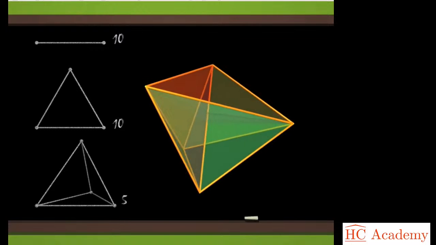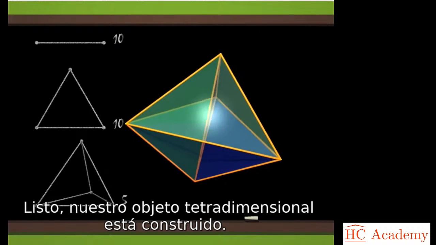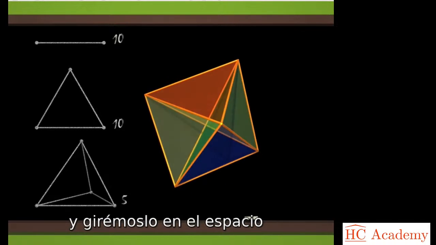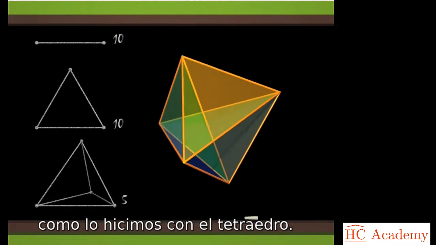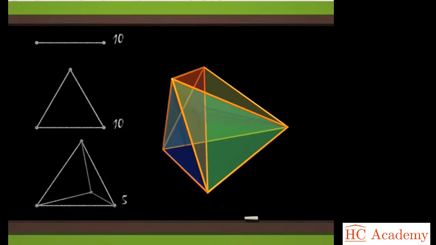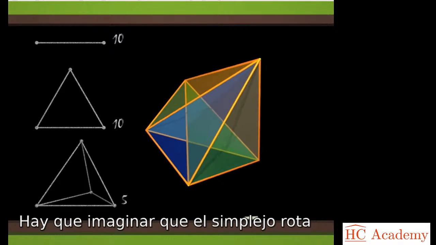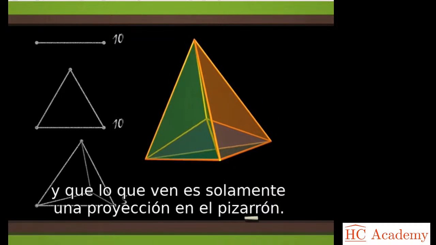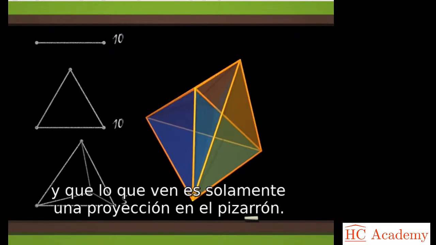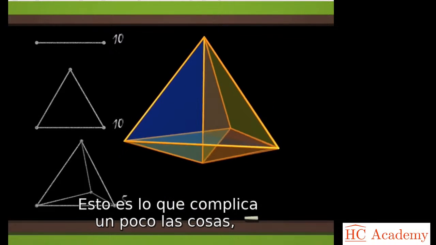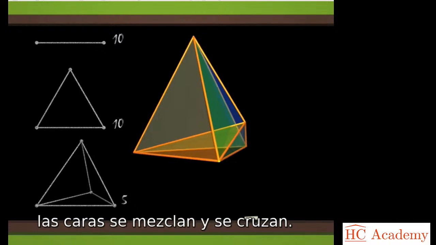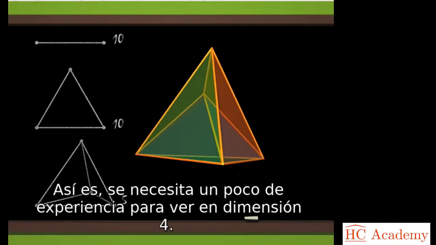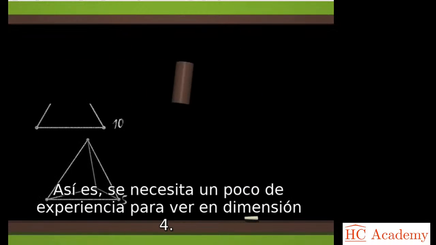That's it. We constructed our 4-dimensional object. We'll call this the simplex. Let's spin it around in space a little, as we did with the tetrahedron. Of course, you have to imagine the simplex spinning in a 4-dimensional space. What you see is only its projection on the blackboard. What's complicated is that faces get tangled and they can cross each other. Well, some experience is required to be able to see in dimension 4.